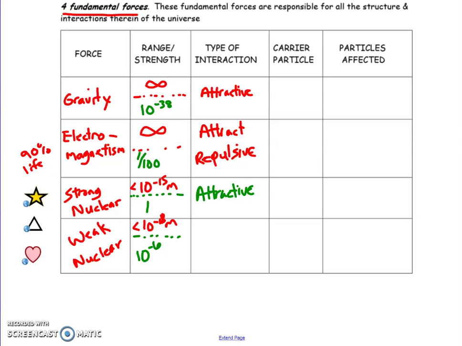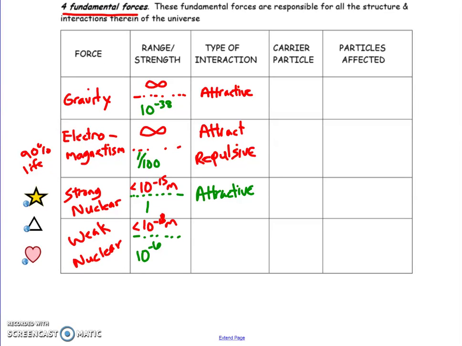Especially at greater distances. As the distance gets greater and greater, it becomes more and more attractive, like a spring, and then after some certain distance, it drops to 0. On the other hand, if you're at very, very, very close distances, it's actually repulsive. So it's kind of a weird force. But for all intents and purposes, let's just say it's an attractive force.